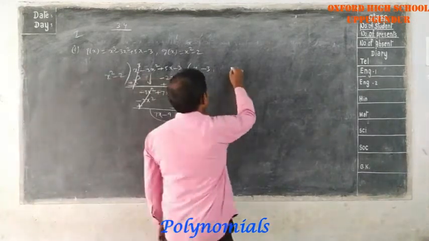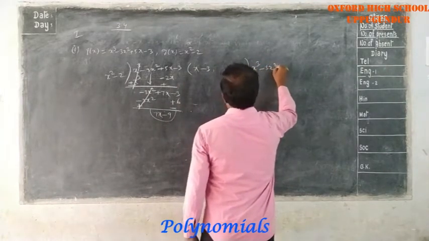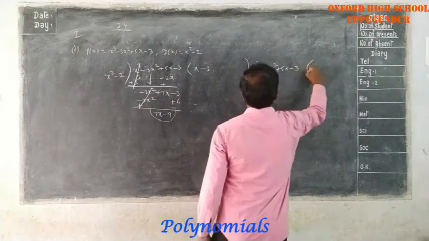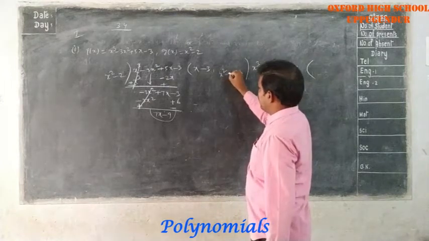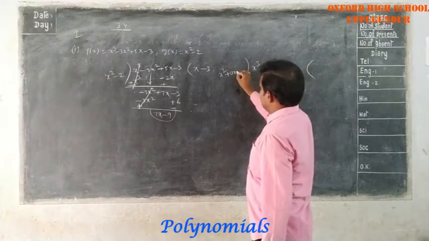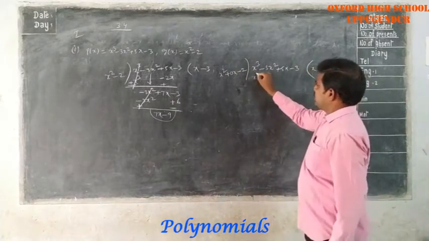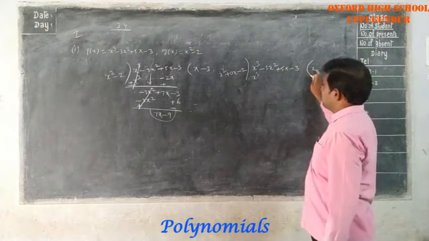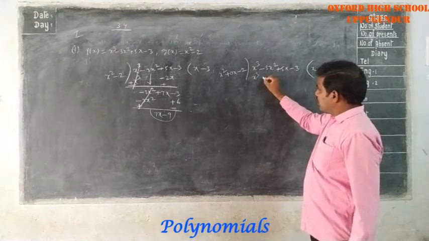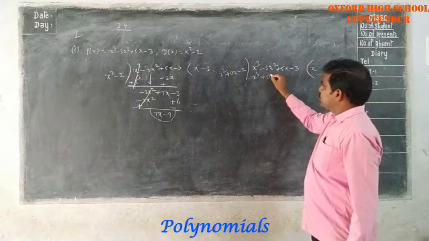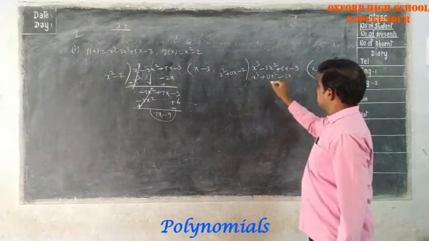See, in the dividend they gave x cube minus 3x square plus 5x minus 3. Divisor they gave x square minus 2. X term is not there, that's why I am writing x square plus 0x minus 2. Now x square into x is x cube, 0x into x is 0x square. 0x square is nothing but 0. I am writing that one plus 0x square, minus 2 into x, minus 2x.